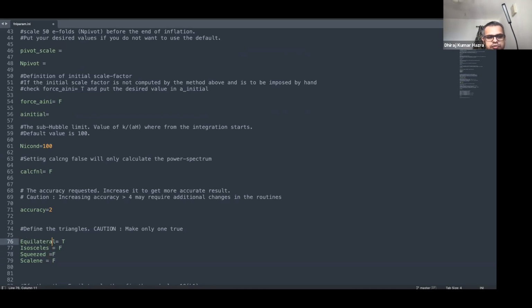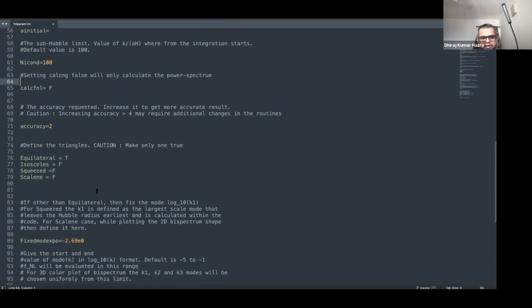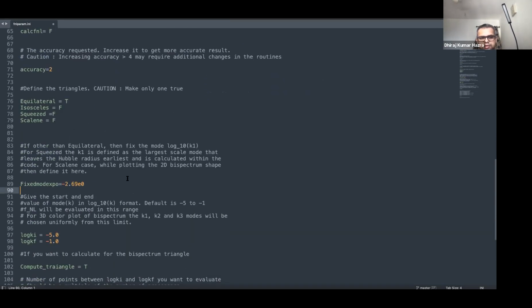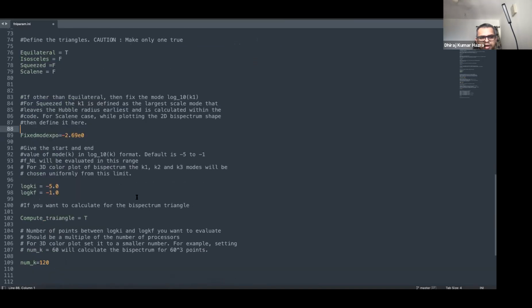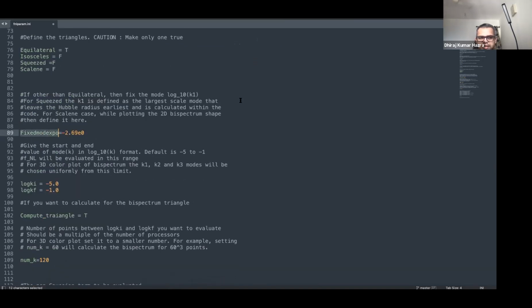We do not need to calculate the bispectrum. We're just keeping equilateral true because the code needs equilateral equal to true in order to calculate the power spectrum. So this is not needed for the power spectrum.